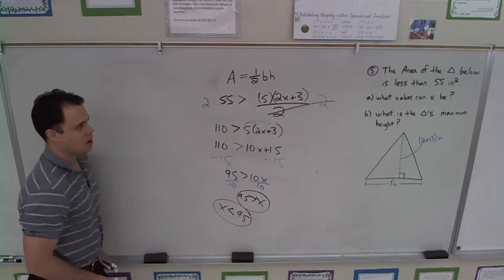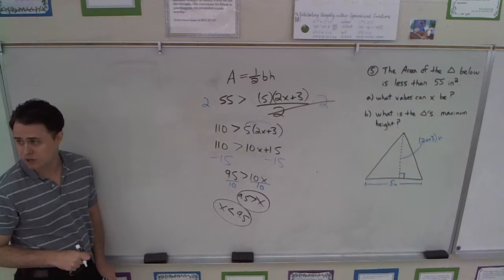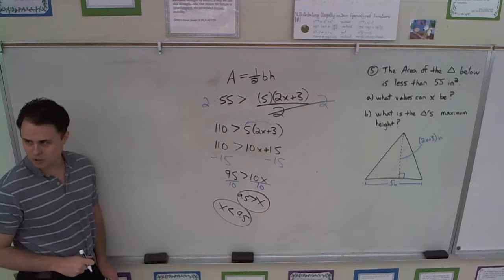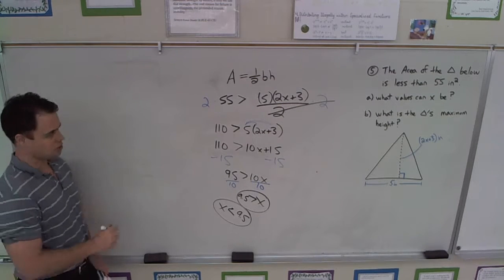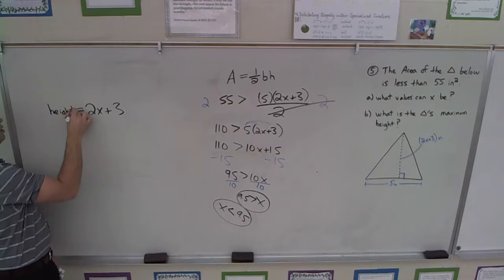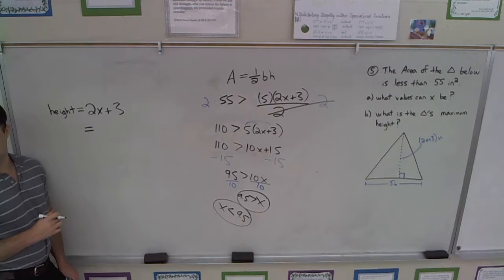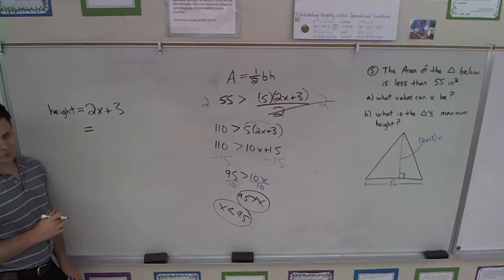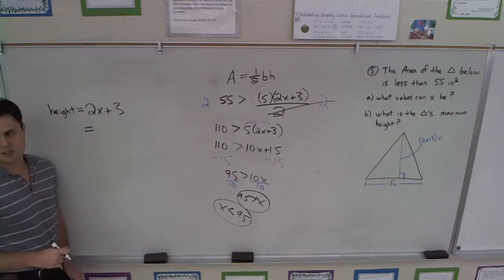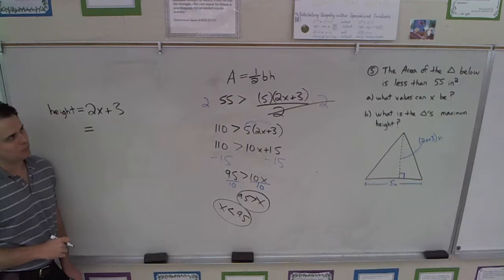So part B said, how tall could the triangle possibly be, given that you're still working with less than 55 for the total? Well, what's the tall part of this? What's the height part of this? It's the 2x plus 3. So for us, we know that height, would we do 2 times 9.5? Or no, because that's. No, 9.5. So we know x has got to be less than 9.5. How are we going to use that? Not sure.